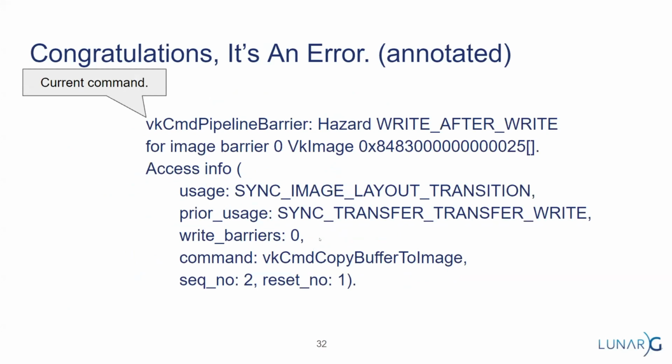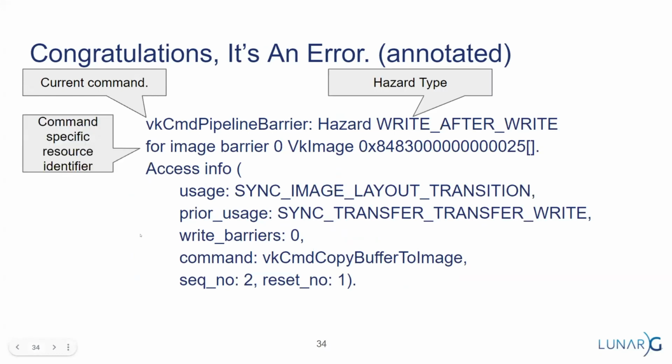So here's our error message annotated. It was in pipeline barrier. It was a write after write. Here's the image it was in. The debug utilities are there, so you could, in this bracket, actually have a name for this. If you're not sure what image this is, you can use the debug utils to add labels to your images. The current access, as I said, image layout transitions are full sub-resource read-write accesses. So the current resource is an image layout transition.